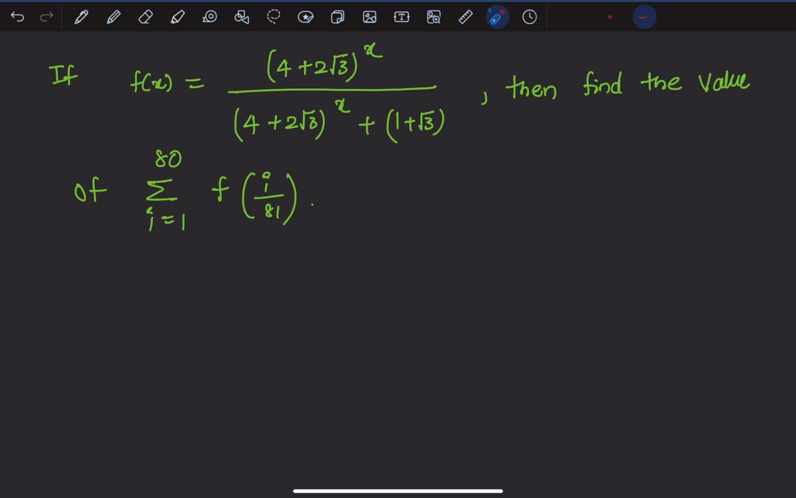Let us move to the next question. Here we have a question from functions. You have this function given, f of x, and you have to find this particular value. So let us take the numerator.